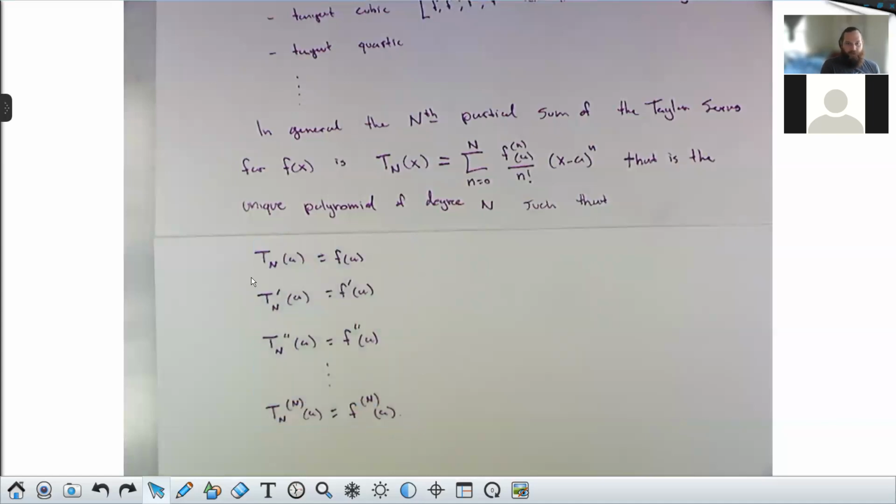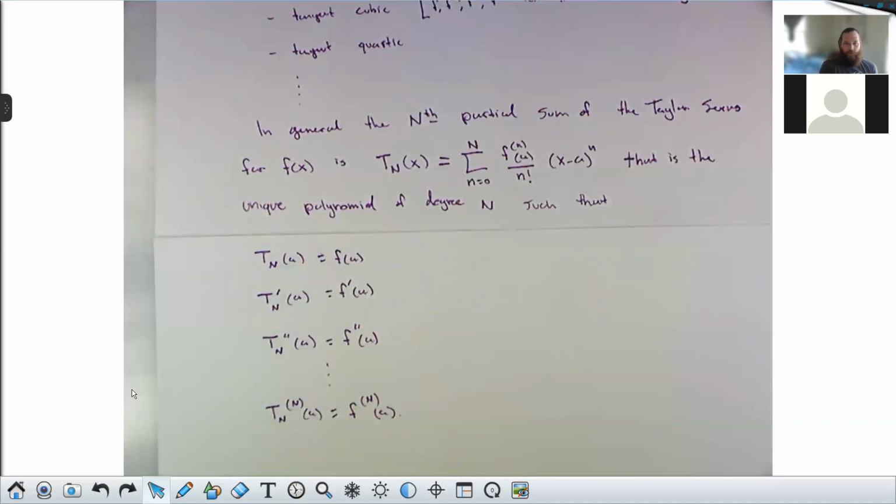He said, I need my series to spit out the same thing as f when you plug in a. I need my series to spit out the same thing as f primed when you plug in a, as my series would spit out when you differentiate it and plug in a. I want the original function, the first derivative, the second derivative. I want all of the derivatives to match, but only at this one x value, at the x value a. So my series has the same y value, same slope, same concavity.